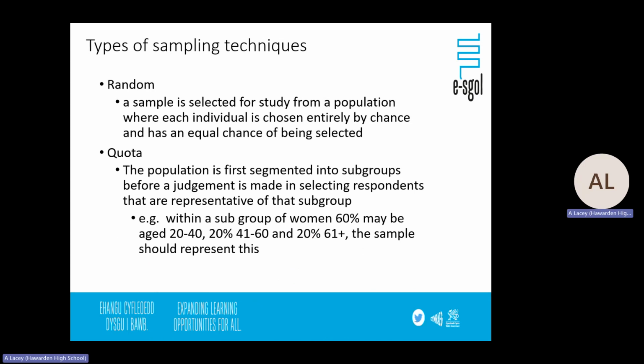Or you could do it by quota. Now, the population is first segmented into subgroups before a judgment is made in selection of respondents that are representative of that subgroup. So within a subgroup of women, 60% may be 20 to 40, 20% might be 41 to 60, and 20% might be 61 plus. The sample should represent this. So not everybody would have the same chance of being chosen all the time.